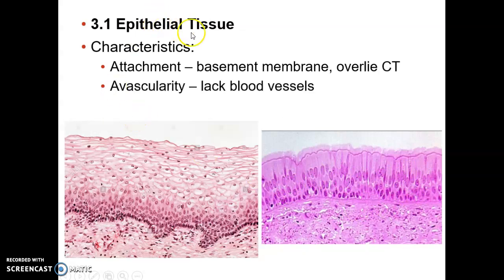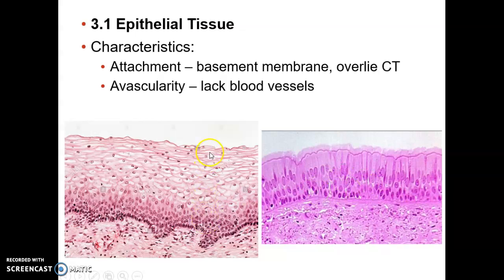One interesting thing about epithelial tissue is that it is avascular, meaning it doesn't have blood vessels. These cells up here receive their nutrients, oxygen and blood sugar, glucose, from the underlying tissue. The underlying connective tissue is vascularized. It does have blood vessels. So oxygen and nutrients have to diffuse past the basement membrane into these cells to give them nutrients.